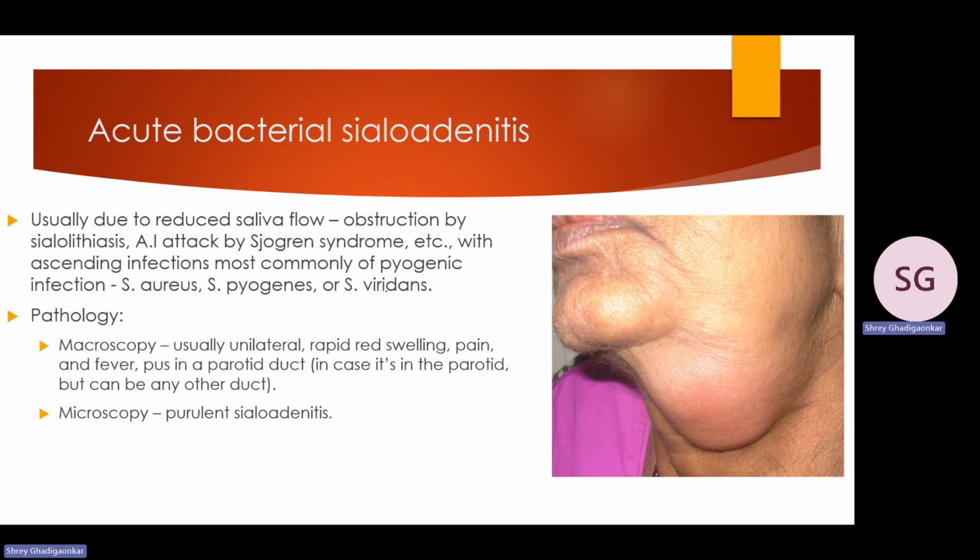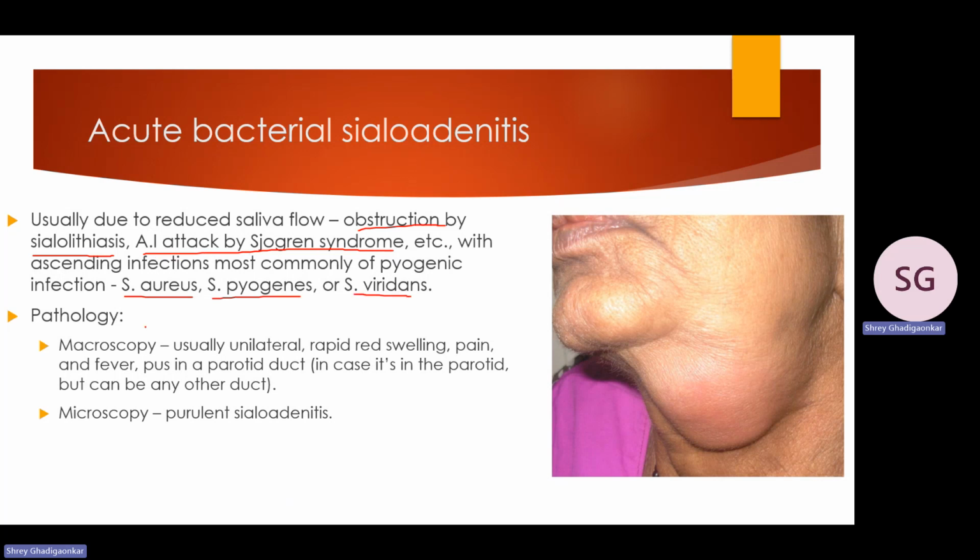The next one is acute bacterial sialadenitis. This basically is inflammation due to a bacterial cause, and as mentioned before, it can be due to obstruction by sialolithiasis or an autoimmune attack by Sjogren's syndrome, which is a disease involving the salivary glands as well as the lacrimal glands usually. Apart from Staph aureus, you also have other causes, like Streptococcus pyogenes as well as viridans streptococci.